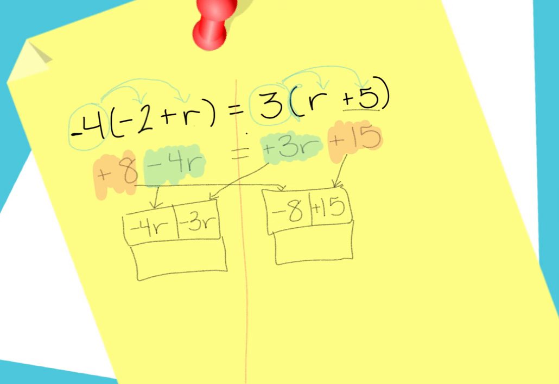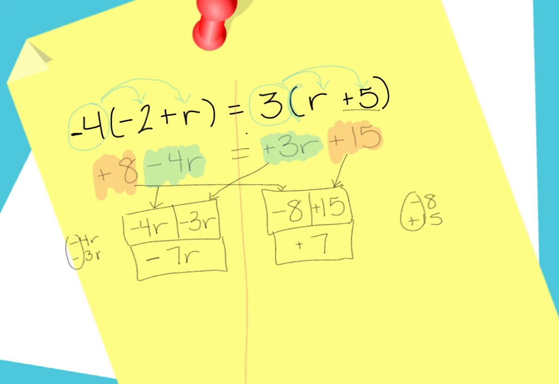So combine them. That's a negative 4r minus 3r. If you need to write it on the side, you can. These are same sign, so I need to add. So 4 plus 3 is 7r. But keep the sign of the bigger number, so that's negative 7r. Negative 8 plus 15, different sign, so I subtract. 15 minus 8 is 7, and keep the sign of the bigger number, so that's going to be a positive 7.